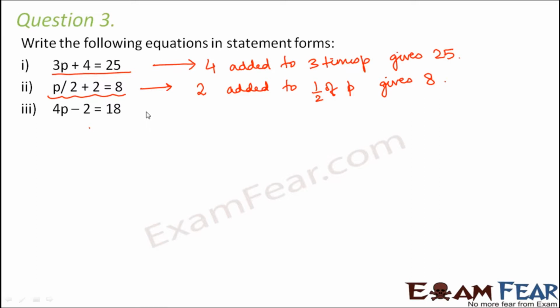In the third one, what are we doing? Are we adding something? No. We are subtracting something. That means 2 subtracted from 4 times p, or we can say 2 taken away from 4 times p. So 2 subtracted from 4 times p gives 18. So these are pretty simple. So you just need to understand what you mean by a specific linear equation.